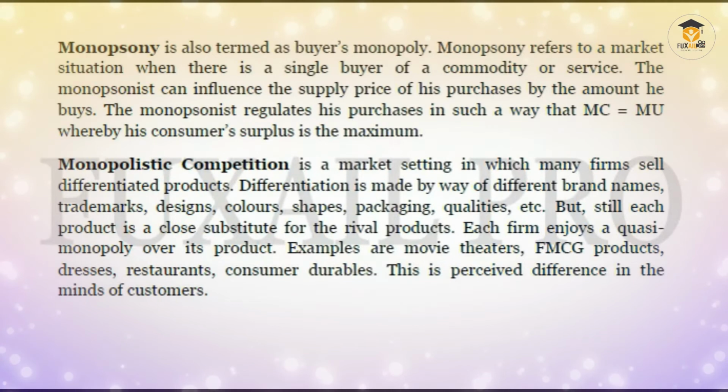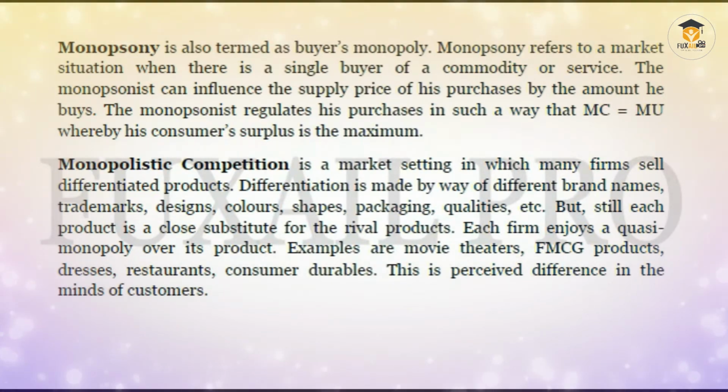Monopsony is also termed as buyer's monopoly. Monopsony refers to a market situation when there is a single buyer of a commodity or service. The monopsonist can influence the supply price of his purchases by the amount he buys. The monopsonist regulates his purchases in such a way that MC equals MU, whereby his consumer's surplus is the maximum.